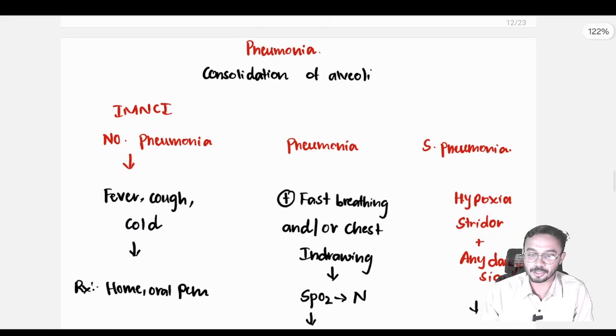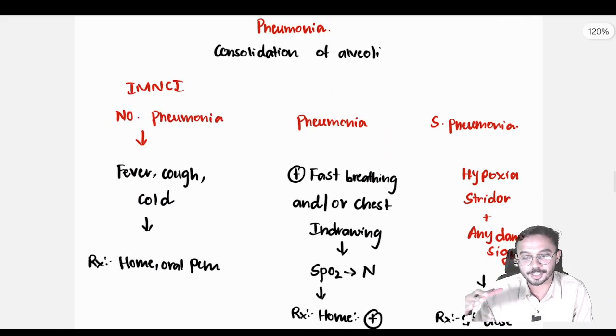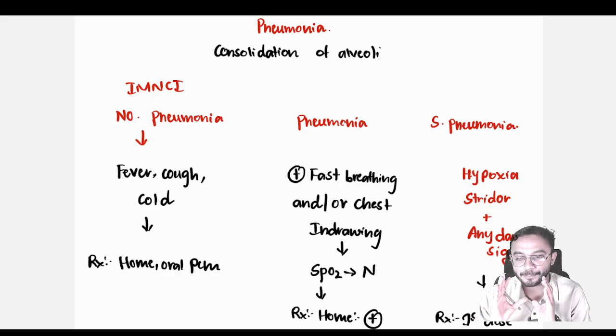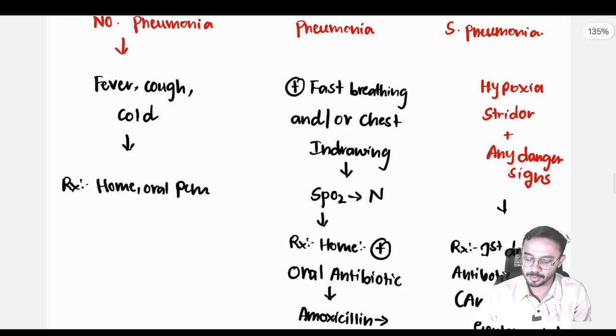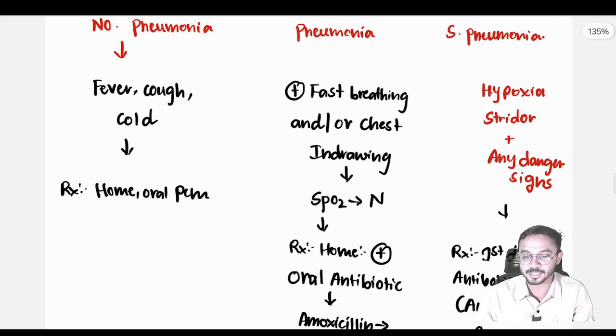Now we have completed this, and we move to the most important topic, that is pneumonia. What do you mean by pneumonia? Consolidation of the alveoli. Now IMNCI has told that you should differentiate pneumonia. Whenever a child comes to the PHC, you should differentiate pneumonia into three types: no pneumonia, pneumonia and severe pneumonia. So how do you differentiate them?